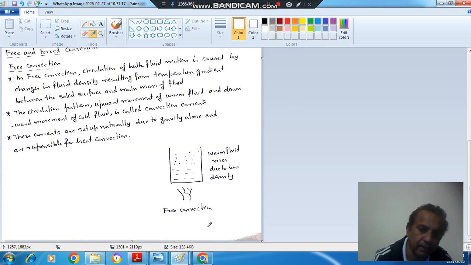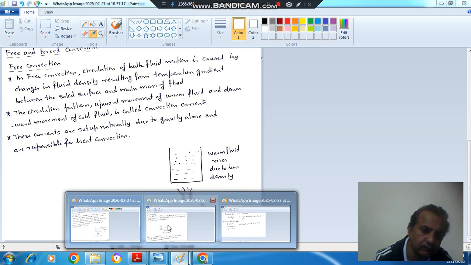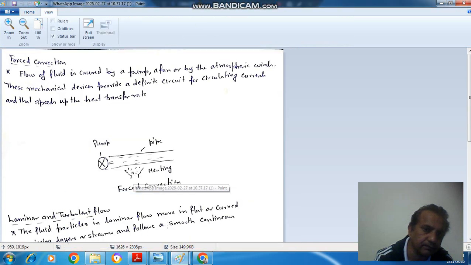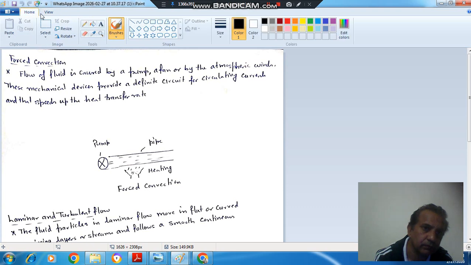Okay. Next, the second type of convection is forced convection. In forced convection, the fluid is forced to come in contact with the heated surface. So this is your pipe, and in the pipe we are pumping water so that it comes in contact with the heated surface and gets heated. So the circulation is provided by this pump. This is forced circulation. When a pump or external device is used for circulating the fluid, then it is forced convection. When it is natural flow of fluid due to density difference, then it is free convection.